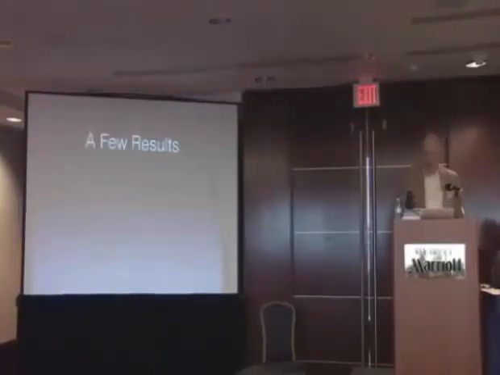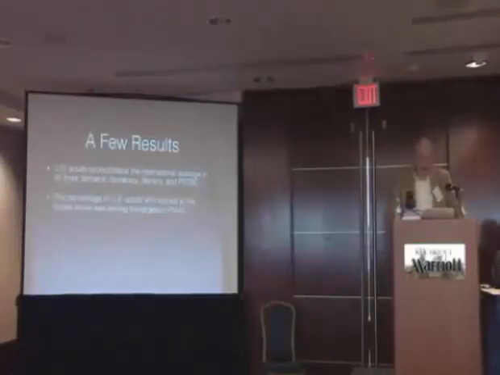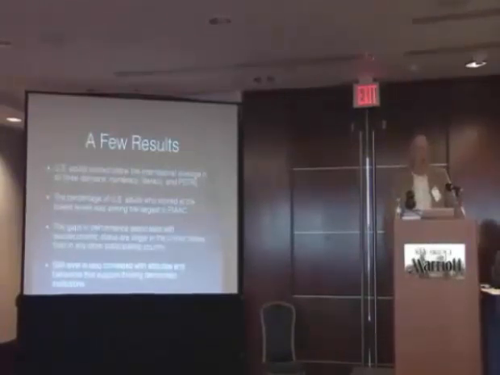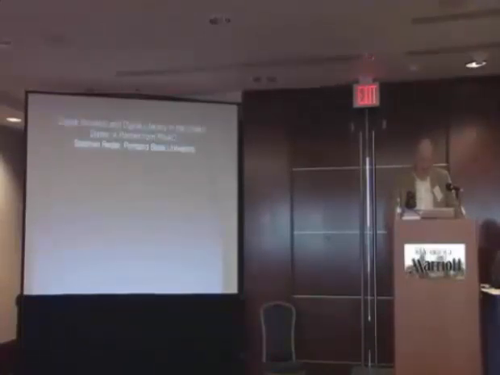Here are a few results that we have. These are generally providing the context, not from these papers, but larger results. U.S. adults scored below the international average in all three domains: numeracy, literacy, and problem solving. The percentage of U.S. adults who scored at the lowest levels was among the largest in PIAAC. The gaps in performance associated with SES are larger in the United States than in any other participating country. Skill level is also correlated with attitudes and behaviors that support thriving democratic institutions. Interesting pattern. So that's the broader context.